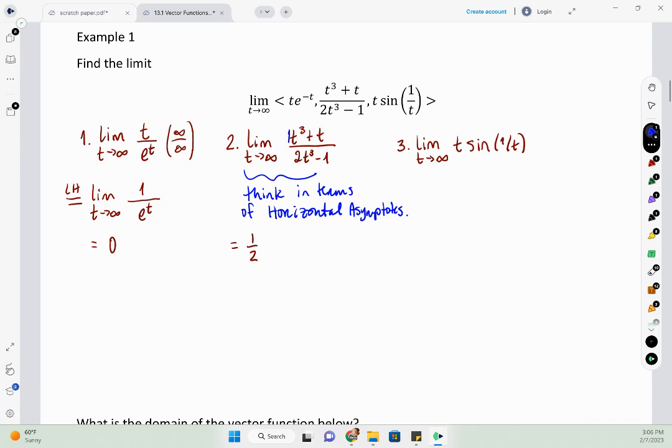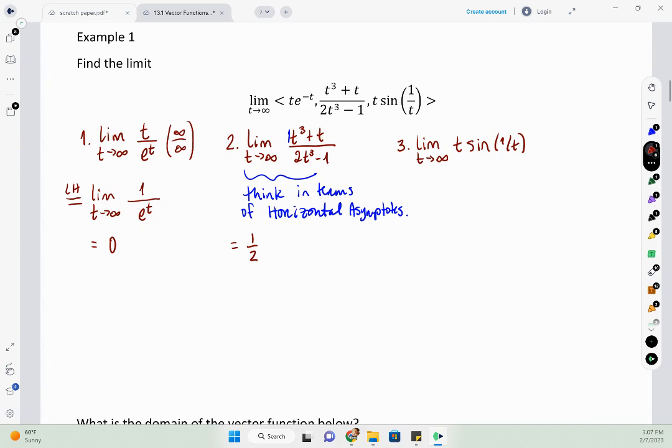The plus t in the numerator is nothing compared to the t cubed, and the minus 1 in the denominator is nothing compared to the 2t cubed. So as t gets super, super big, really we're looking at what's happening with t cubed over 2t cubed, and that reduces to 1/2. The last one: the limit as t goes to infinity of t times sine of 1 over t.